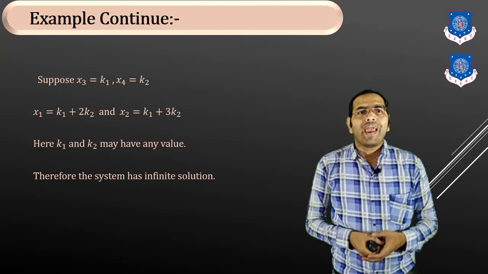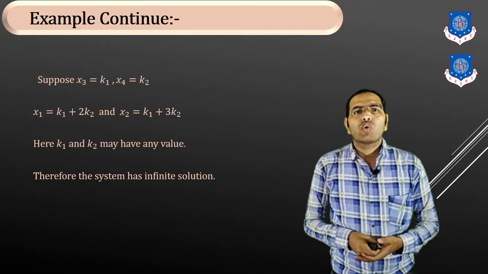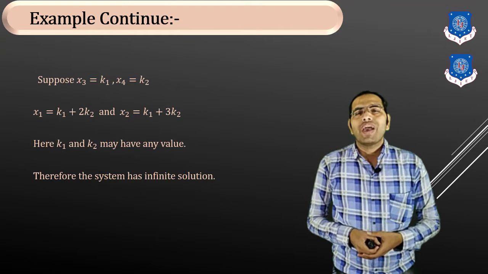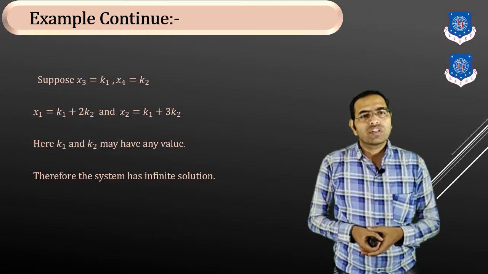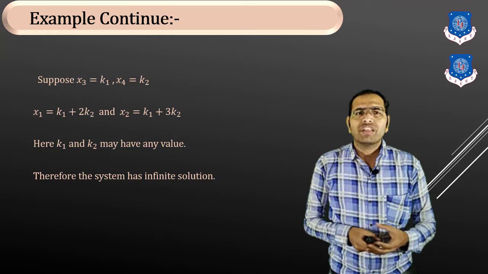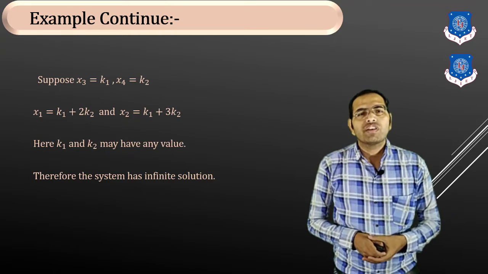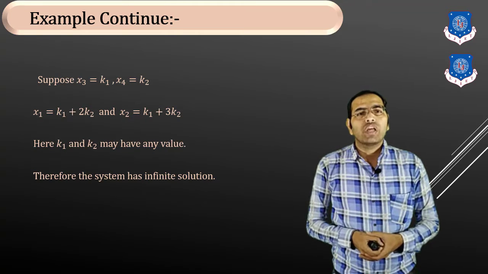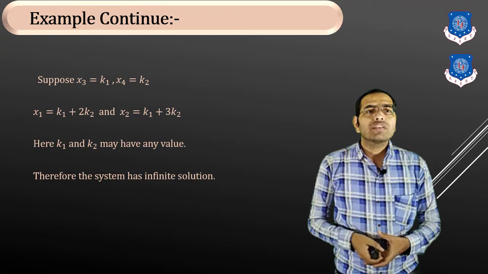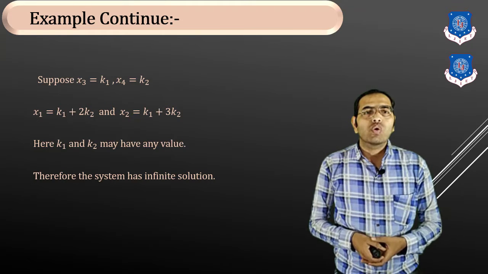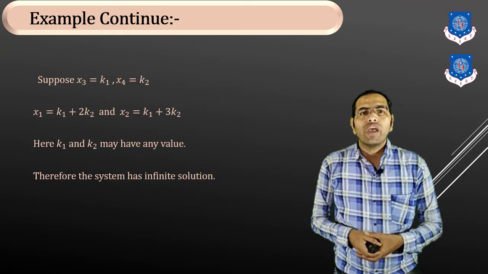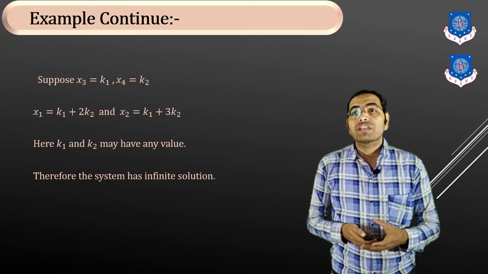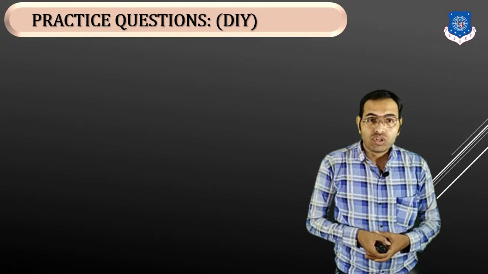That means assuming x3 = k1 and x4 = k2, where k1, k2 belong to R, or k1 and k2 are any arbitrary constants. Now substituting the values of x3 and x4 in our system of linear equations and solving it, we get the values of x1 and x2. Then x1 = k1 + 2k2 and x2 = k1 + 3k2, where k1 and k2 are any arbitrary constants. Therefore our system has an infinite solution.